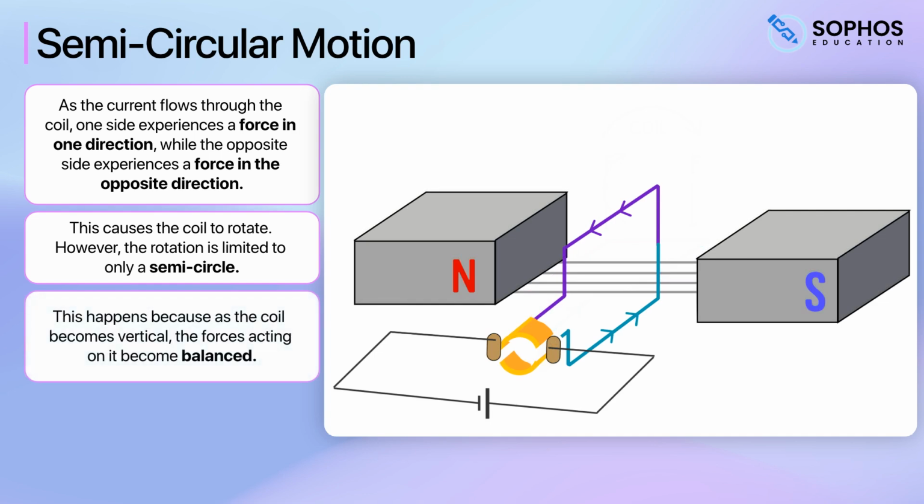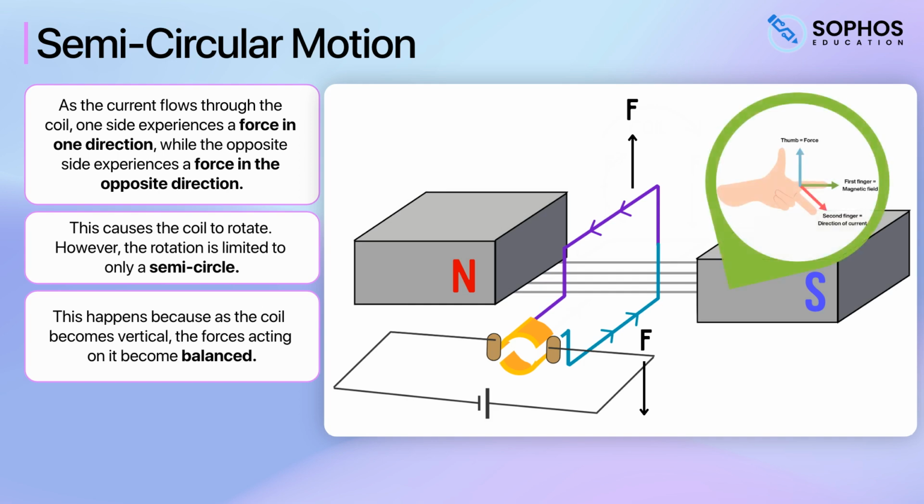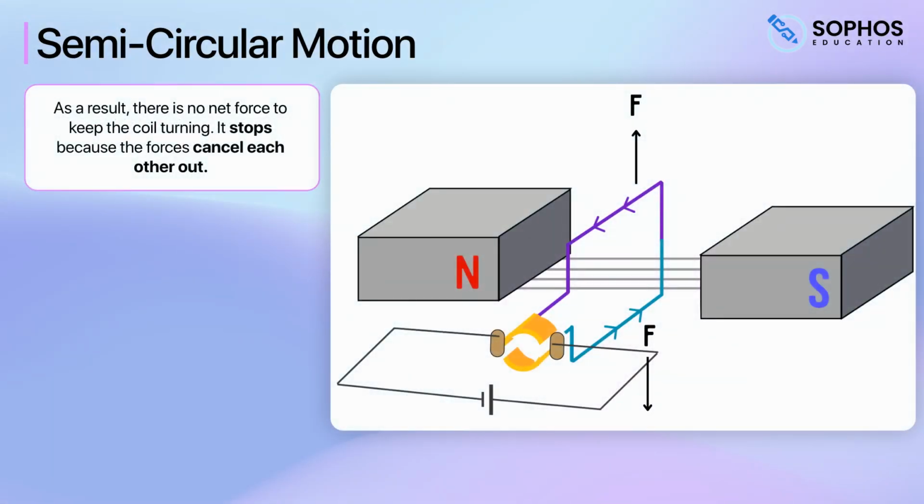This happens because as the coil becomes vertical, the forces acting on it become balanced. Use Fleming's left-hand rule to check this for yourself. As a result, there is no net force to keep the coil turning. It momentarily stops because the forces cancel each other out.